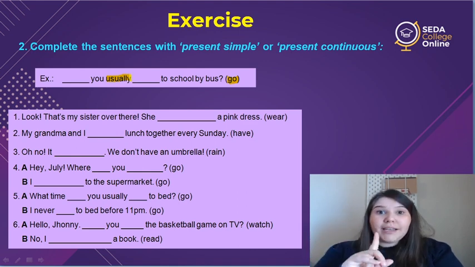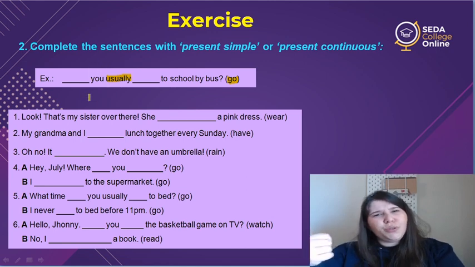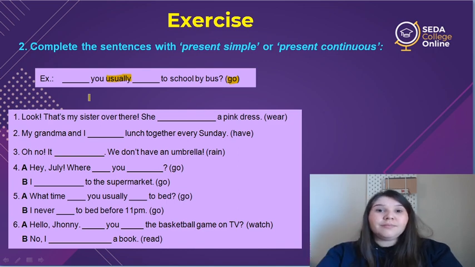So how do we ask a question in the present simple? We need an auxiliary verb, yes? So what's the auxiliary verb for you? Do or does?